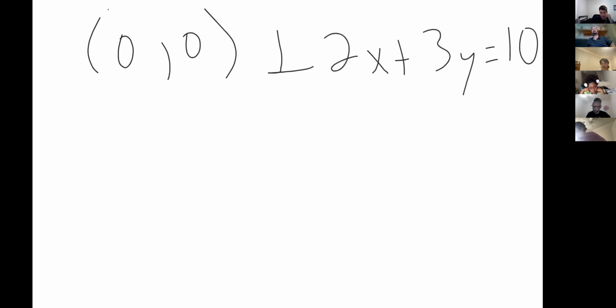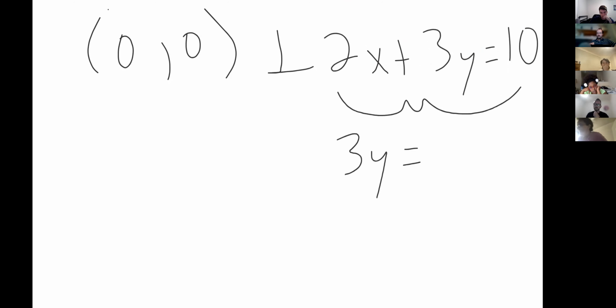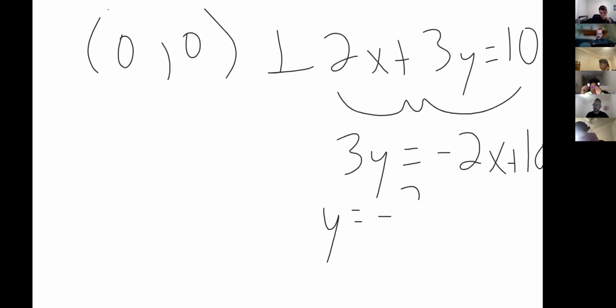We need to find the slope of this thing over here. It's going to be y equals 1/2 x minus 5. So we've done this a few times. We have to subtract the 2x over, divide by 3, and that gives me minus 2/3. That's kind of an ugly number, but luckily I don't have to worry about it too much.